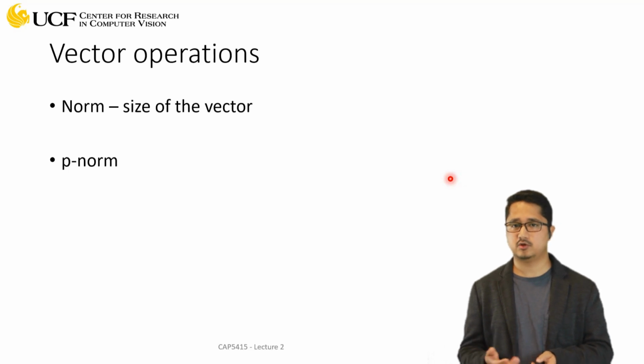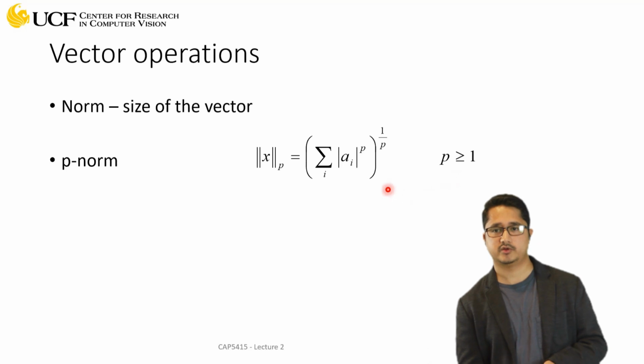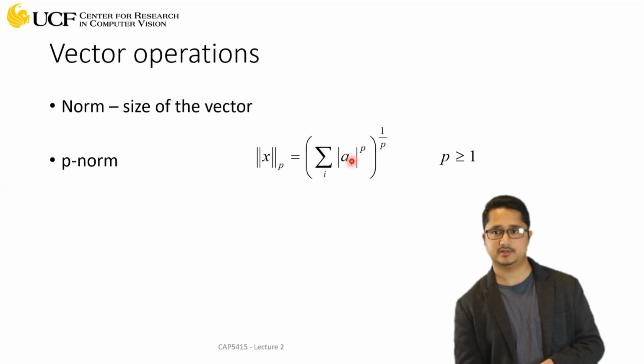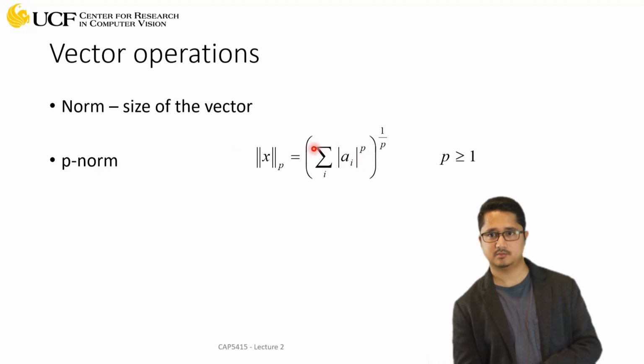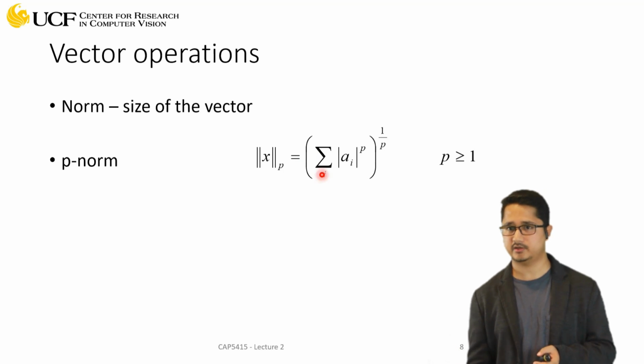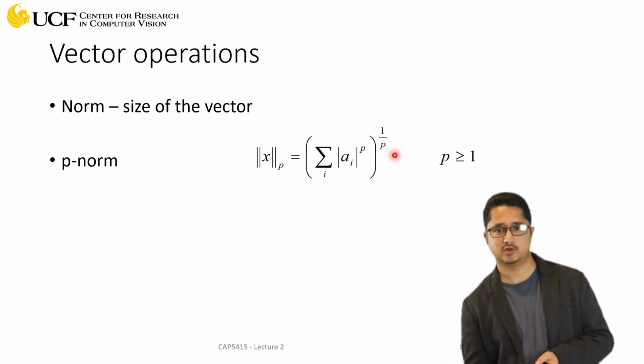And usually you compute norm using the p norm, and this will be the equation. It's pretty simple. What you do is you take each individual element of that vector and raise that to the power p, because it's p norm, and then you sum all those values. This i will be iterated over all the dimensions of that vector. For example, if it's a 3-dimensional vector, then this loop will be repeated 3 times. And then you take this 1 over p power.